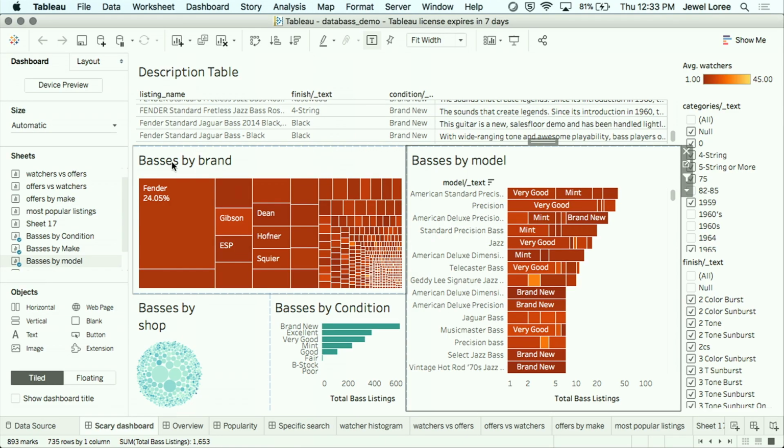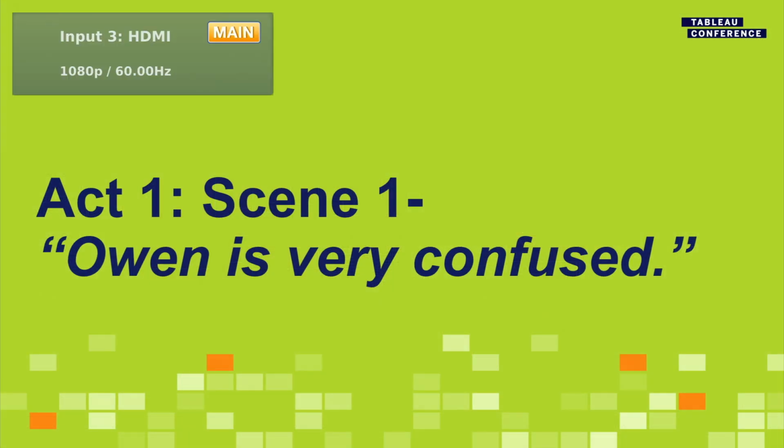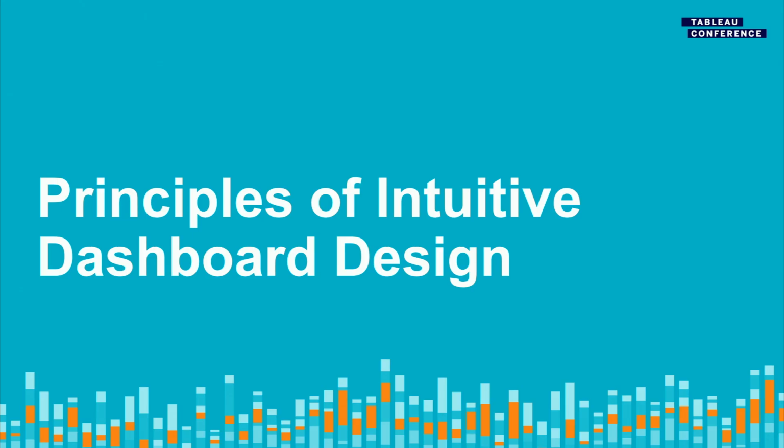All right, so what did we learn? Owen was very confused. The dashboard I made might have made sense to me because I was the one who did all the analysis. I knew what those sheets were. I knew how they interacted with each other. But just throwing sheets together on a dashboard like that isn't super helpful to someone who's never really worked with a dashboard before. So it was overwhelmed with information, and there was no clear workflow to how it went.